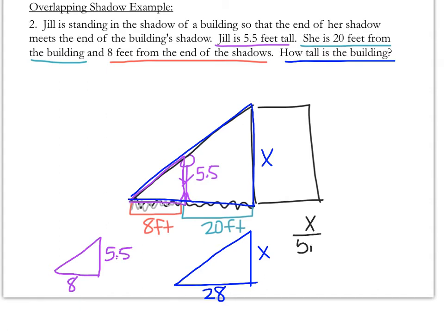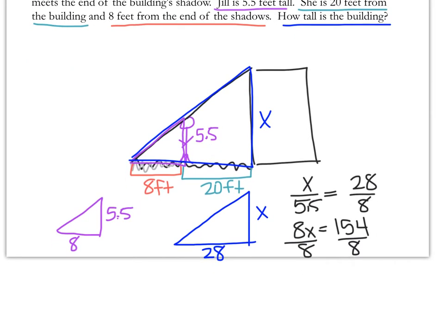x over 5.5 is equal to 28 over 8. We get 8x is equal to 154. Divide by 8, and that tells us the height of the building is 19.25 feet.